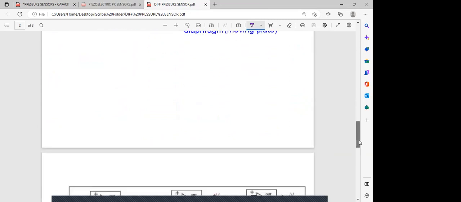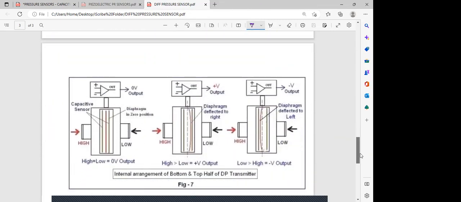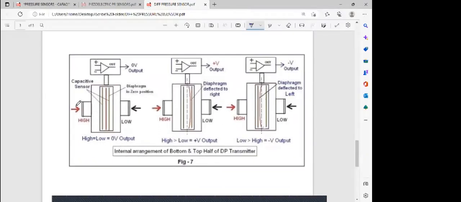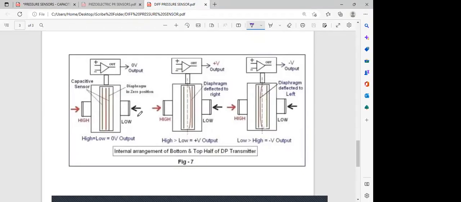So let's see how that is going to happen over here. If your high and low pressure areas, that means your steam drum pressure and your water pressure, both are equal, then that flexible diaphragm in the middle is not going to change its position. So the difference output, the voltage output from your left side capacitor and the right-hand side capacitor, that is going to be zero. The capacitance difference is going to be zero.